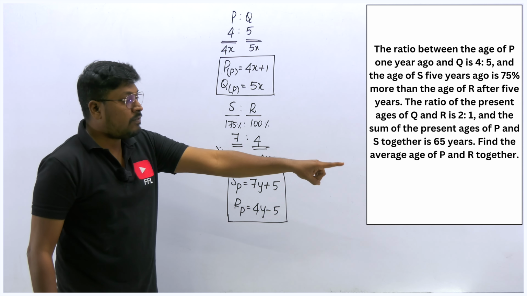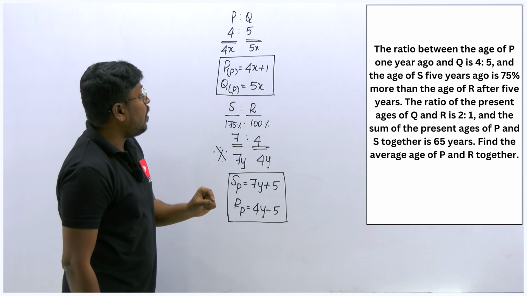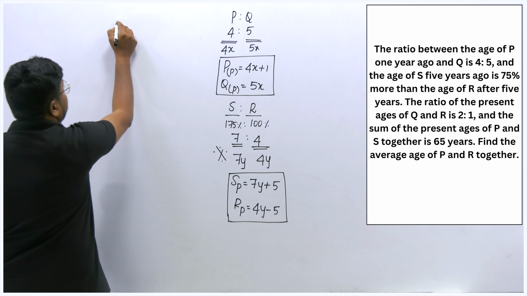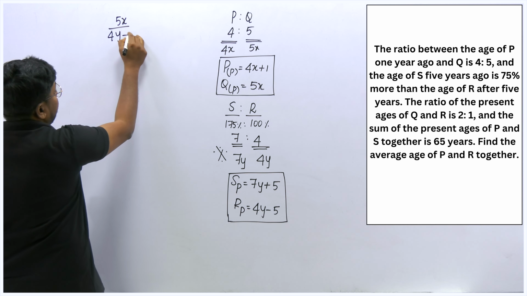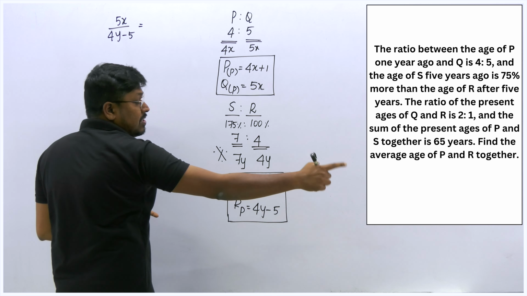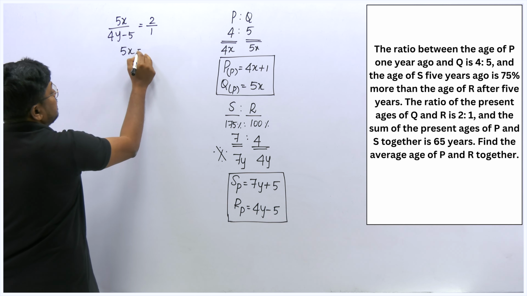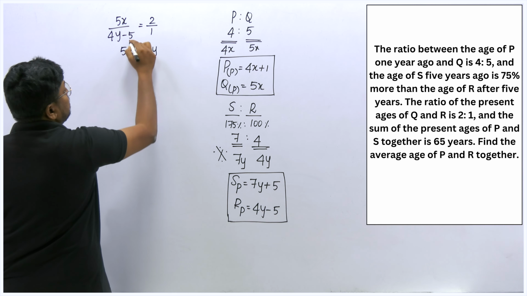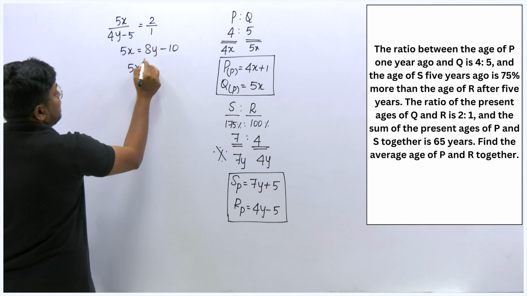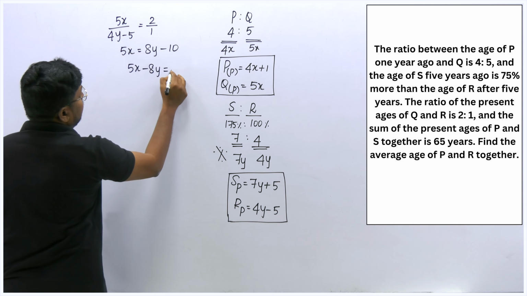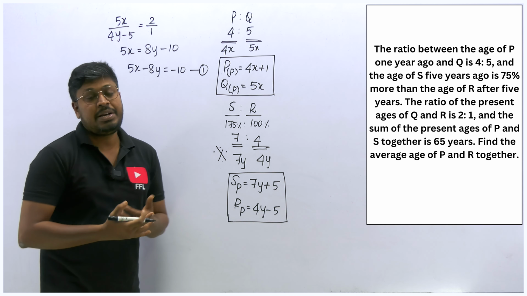The ratio of the present age of Q and R is 2 is to 1. So they have given the ratio of Q and R. So Q is how much? 5x. R is how much? 4y minus of 5. So the ratio they have given is 2 is to 1, that is 2 by 1. So now we can simplify it. This will be 5x, so this will be 8y. So 5 into 2 will be 10. So this can be written as 5x minus of 8y is equals to minus of 10. We consider this as equation number 1.